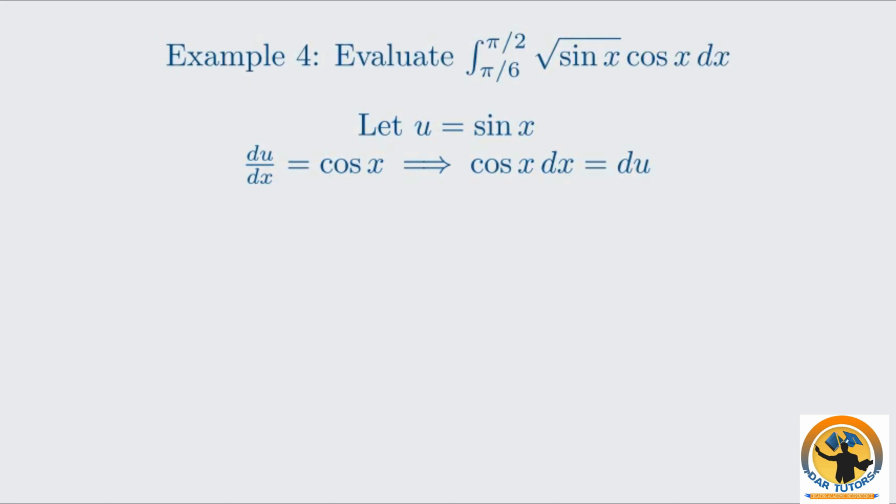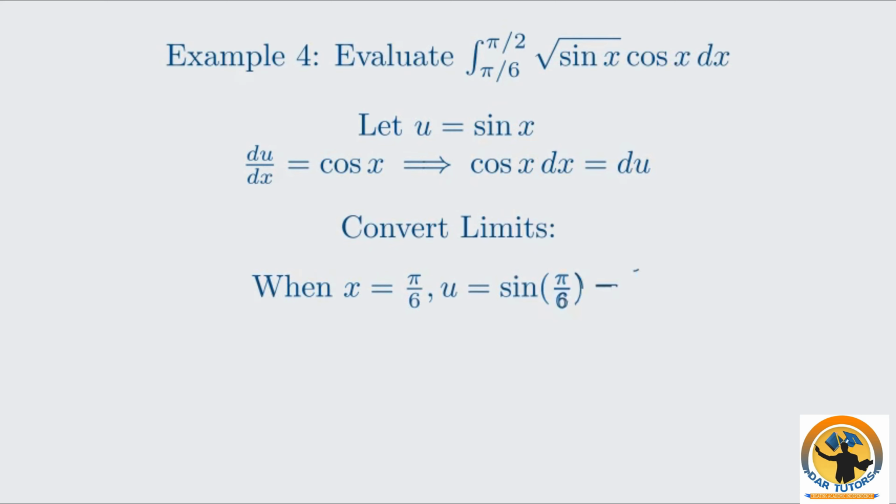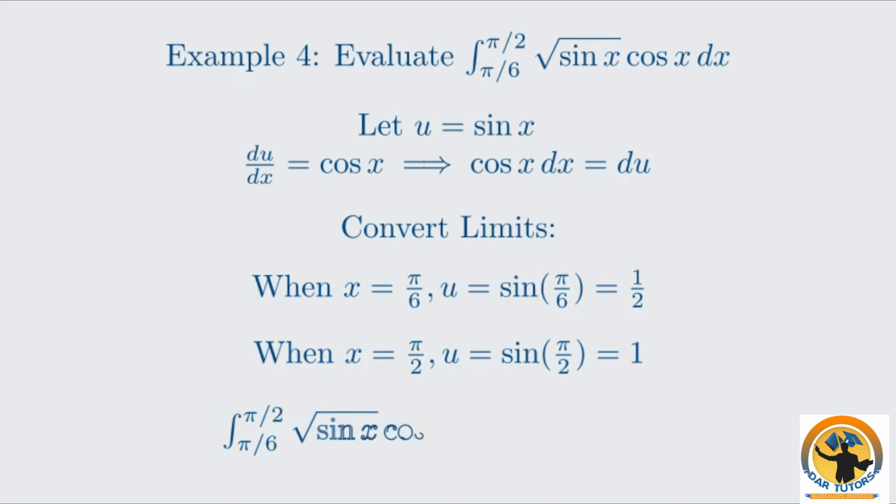Now let's convert the limits of integration. When x is pi over 6, u is sine of pi over 6, which is 1/2. When x is pi over 2, u is sine of pi over 2, which is 1. Our new limits are 1/2 and 1. Now we can rewrite the integral in terms of u. The integral becomes the integral from 1/2 to 1 of the square root of u du.